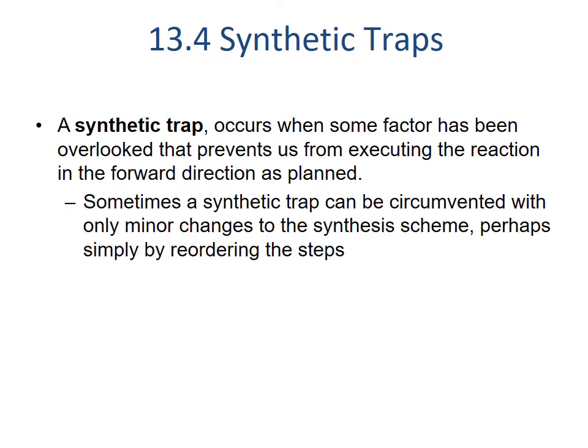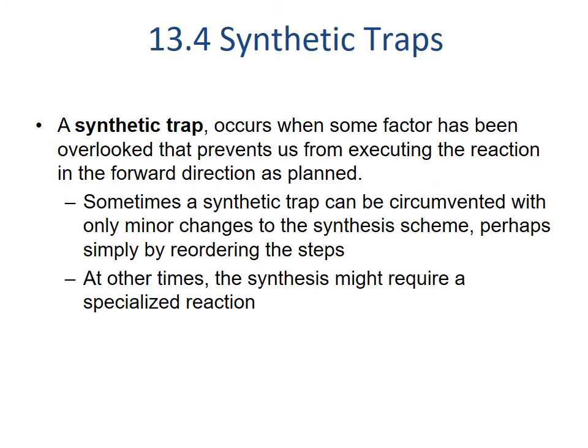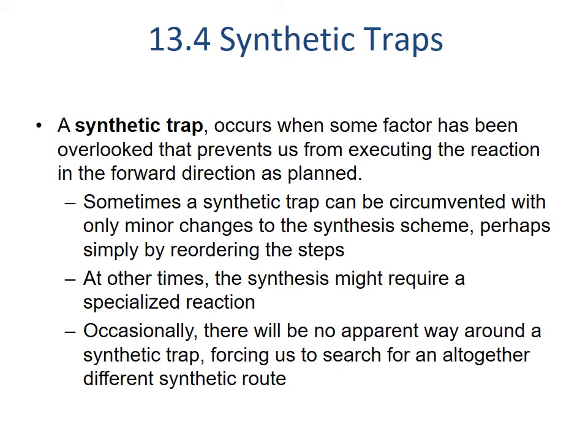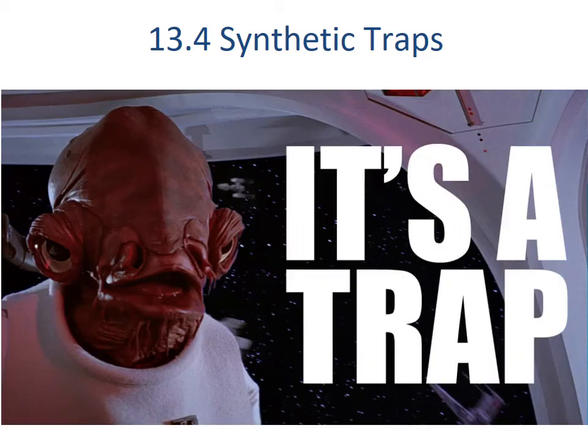We want to first look for some ways to rearrange the synthesis to avoid the trap without reworking the whole synthesis. A common minor change is reordering a few steps. Sometimes, to get the right regiochemistry or stereochemistry, we need to add a special reaction. For example, we might need to add an alcohol to get the anti-Markovnikov regiochemistry that we want, then convert to better leaving groups. But sometimes the synthesis needs to be reworked completely because it's a trap.